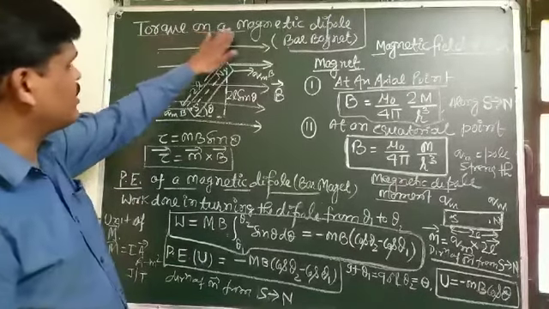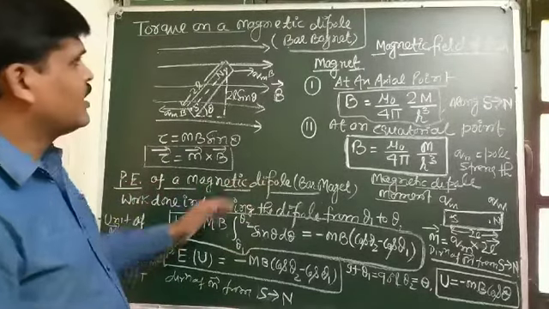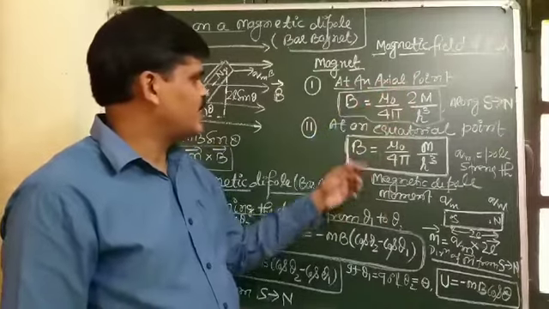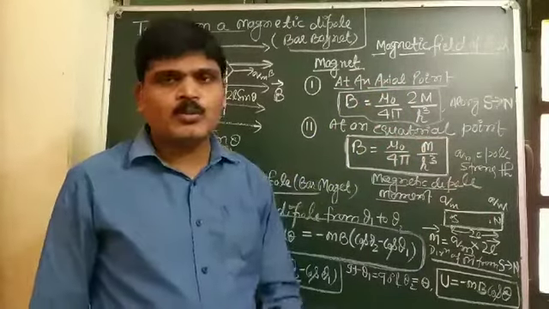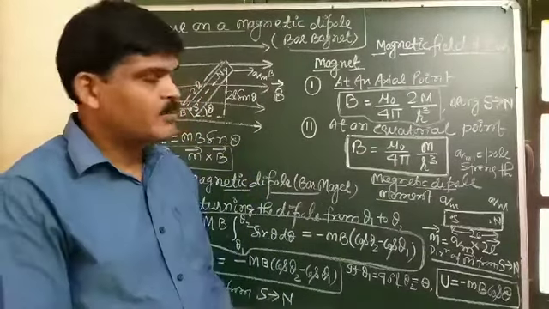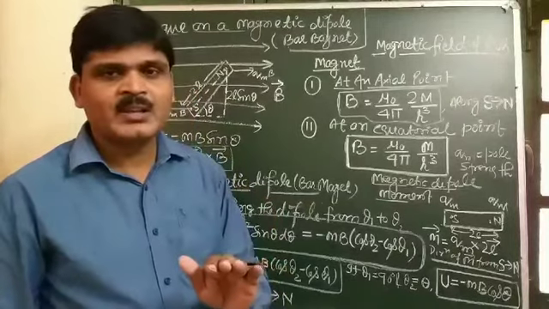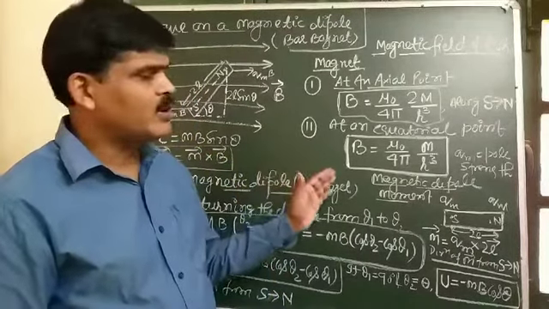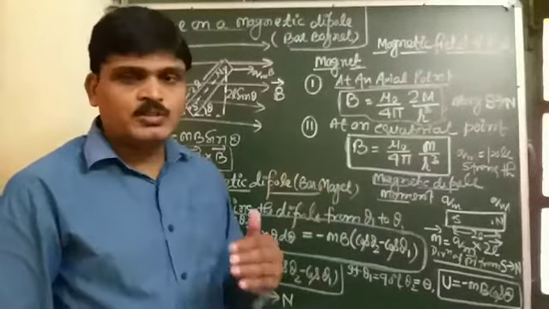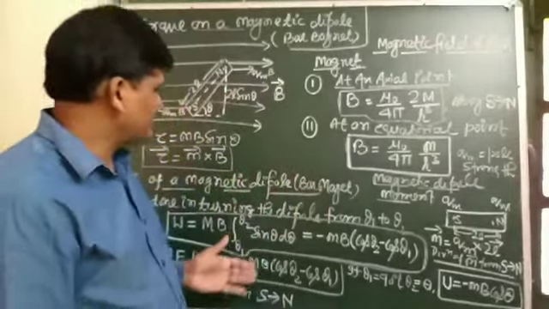Torque on a magnetic dipole, potential energy of a magnetic dipole, and magnetic field of a bar magnet at an axial point or at an equatorial point, all these topics are deleted from the Class 12 syllabus for this year, but I have written the formulas of all these topics. You must know them, because you have to solve various problems based on these topics.